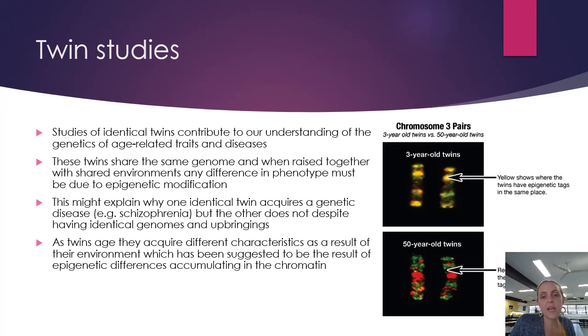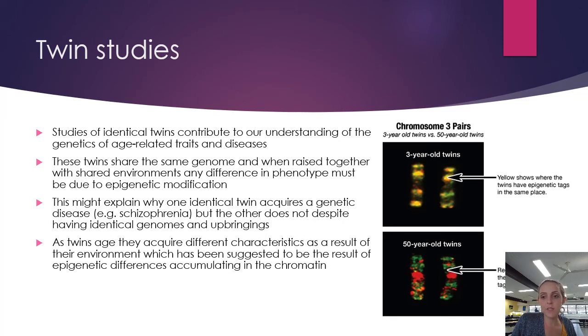Because their genes are the same, we can determine that any differences between them can't be from a genetic alteration. It must be something else that's not genetic, which would come back to our epigenetic changes. So this is something that's looked at by epigeneticists, and it can help to explain why one twin might acquire a genetic disease while the other doesn't, even though they have the same upbringing, the same genes, and much the same in every other variable.